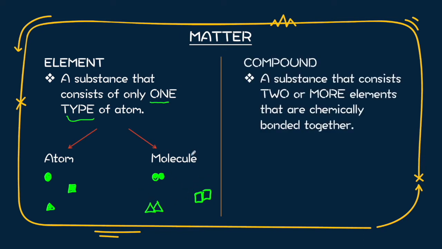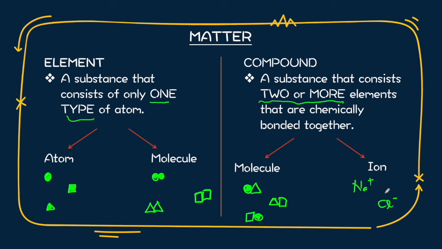As for compound, it can have two or more elements, and it is categorized as your molecule or ion. For a molecule here, as we said, it can contain two or more types. So we can use a circle with a triangle together, or triangle with a square, or a square with a circle. And as for ion, it will be the positively and negatively charged.